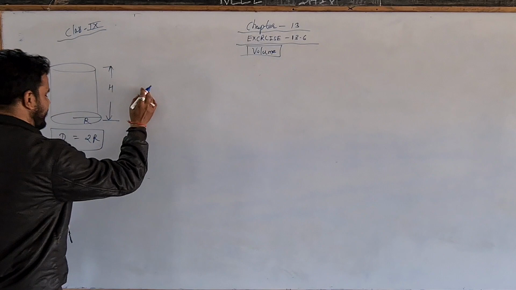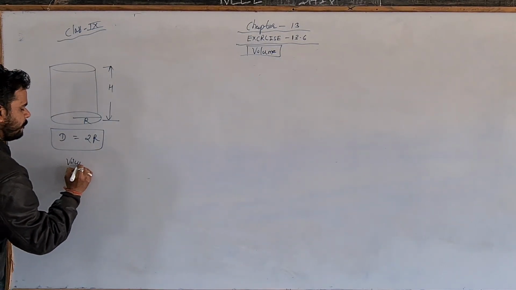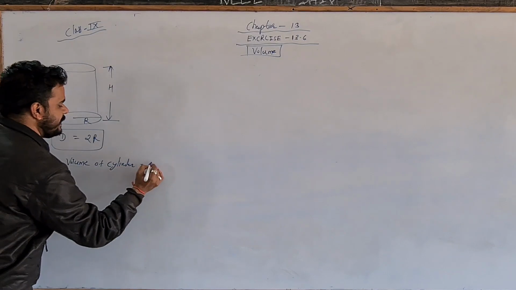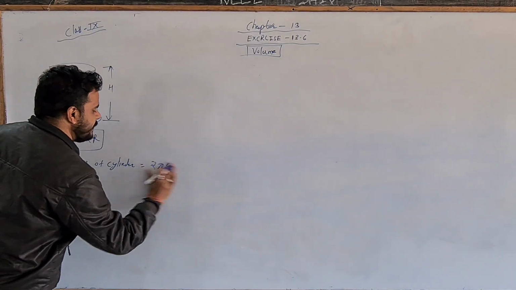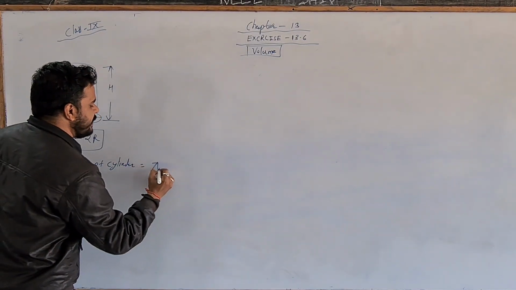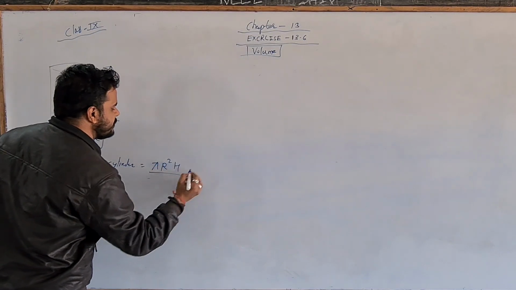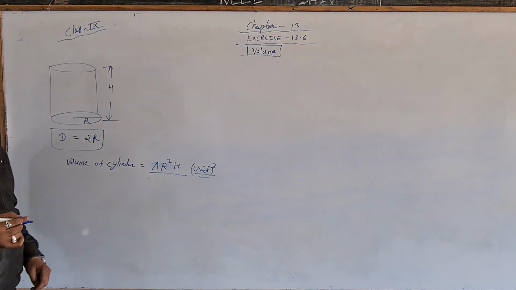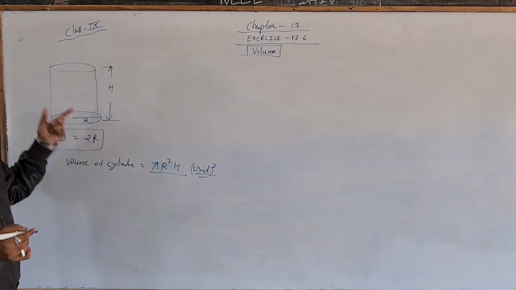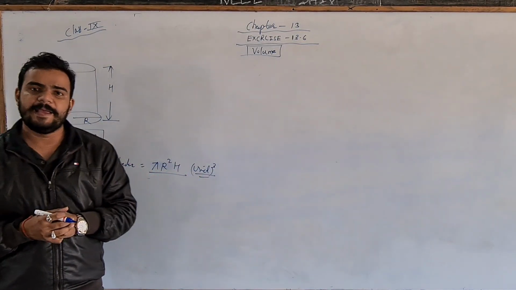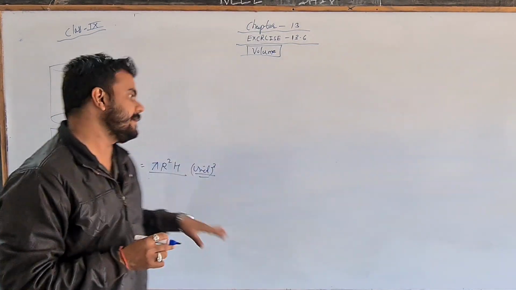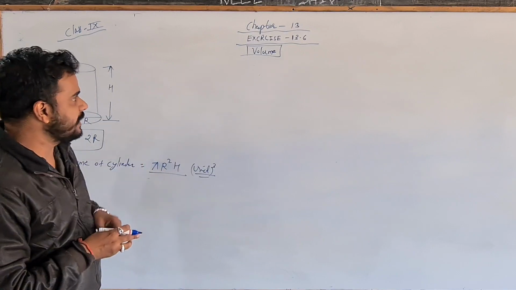So the volume of a cylinder. The formula is pi r square h, and the unit is cube. The volume is always in unit cube, and the volume of a cylinder is pi r square h. This is the formula we use to find the volume of a cylinder.